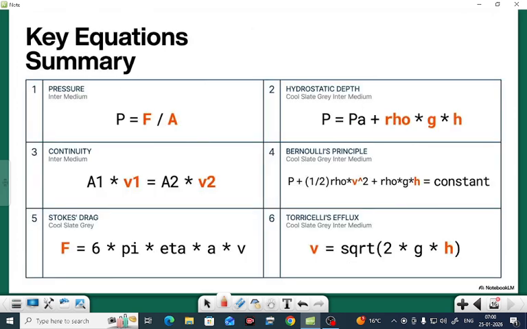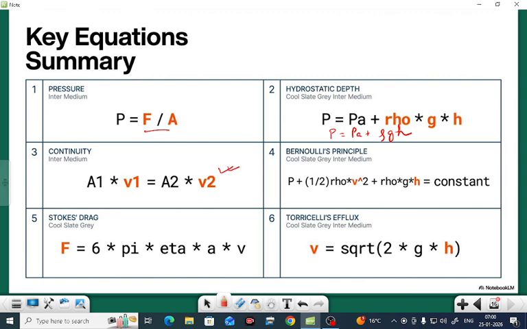Key equations summary. Pressure is equal to force by area. Number 2, hydrostatic depth: P is equal to Pa plus rho g h. Continuity: A1 V1 is equal to A2 V2, the equation of continuity.